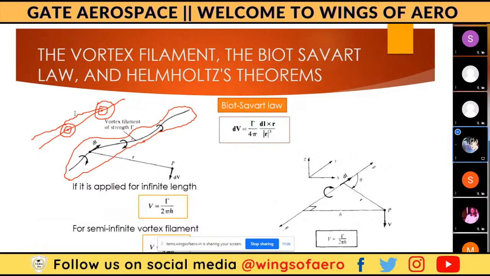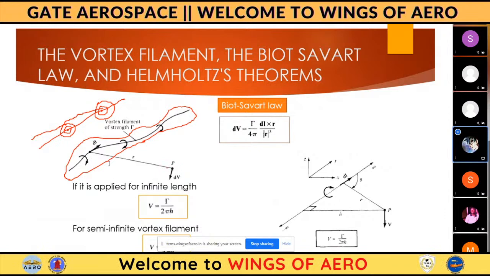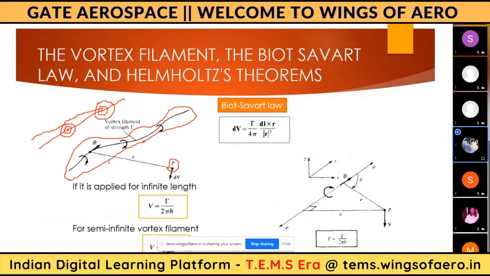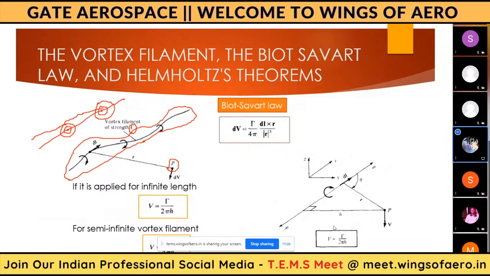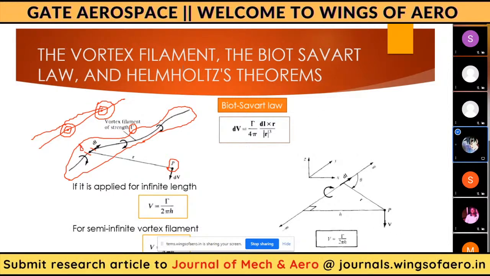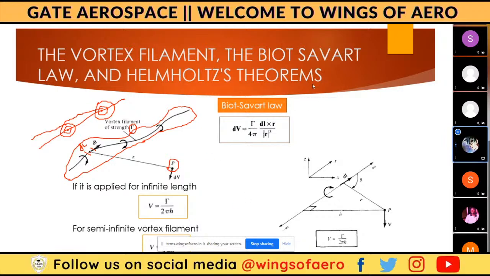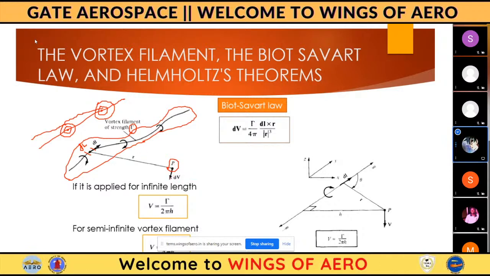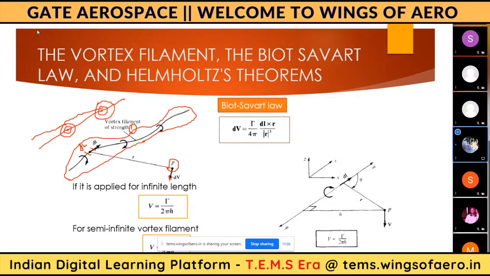So in the last session also we have seen that, consider a point here. That point is P, perpendicular to the vortex filament. The vortex filament has a vortex strength of gamma, and you have selected a particular elemental length called dl. The distance from the point on the vortex filament to the point P is r. The induced velocity over this particular point is dv.